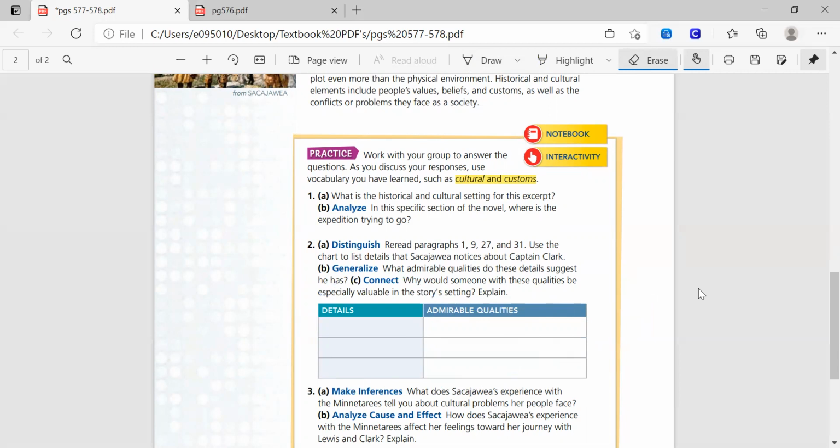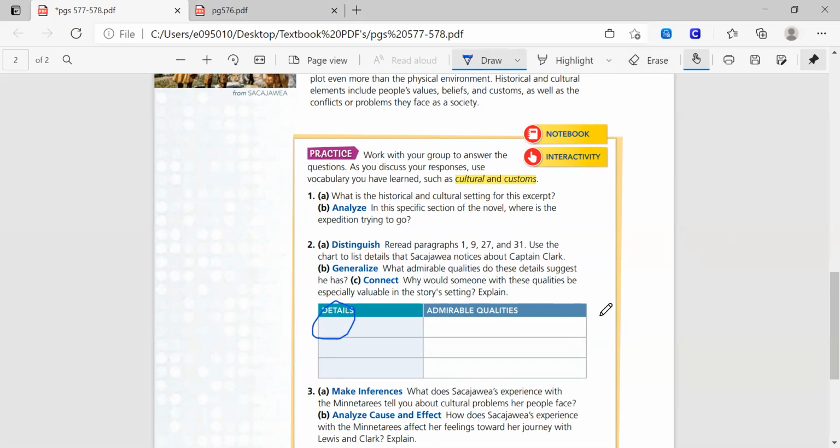Okay, so use the chart to list details that Sacajawea notices about Captain Clark. Those are going to go right here underneath the details section. So make sure that whenever you do this, you do details. Nope, that is not what I wanted to do, y'all. Make sure that you go through and you list the details about Captain Clark.